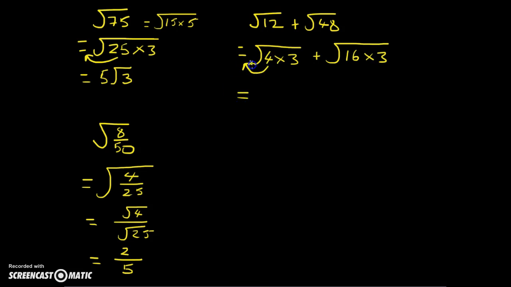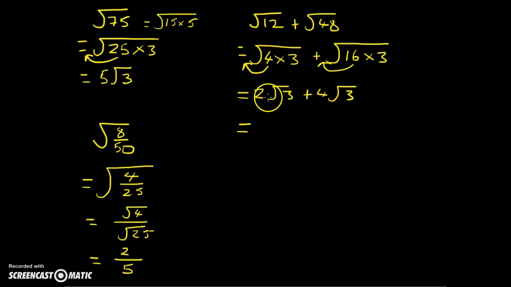Square root of 4 is 2, bring that outside the square root. Can't take the square root of 3, therefore that stays underneath the square root. Square root of 16 is 4, outside the square root, and we can't take the square root of 3, so that stays underneath the square root.